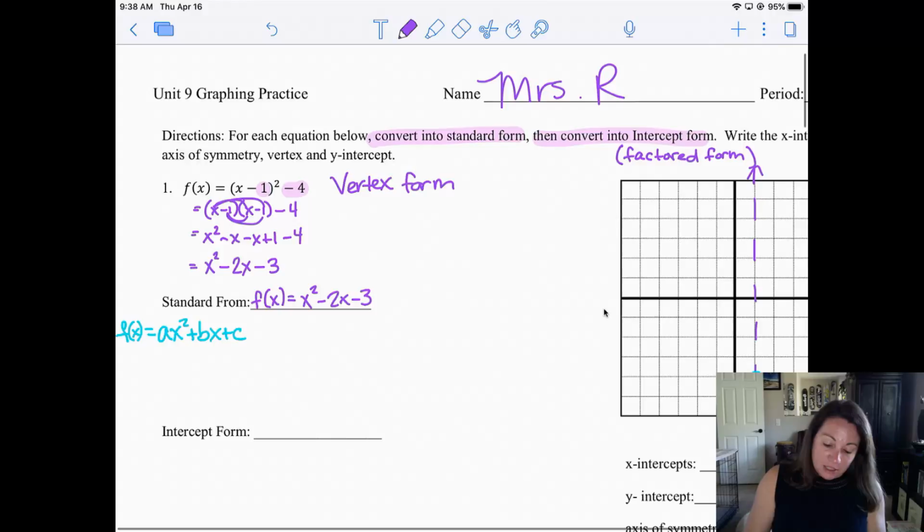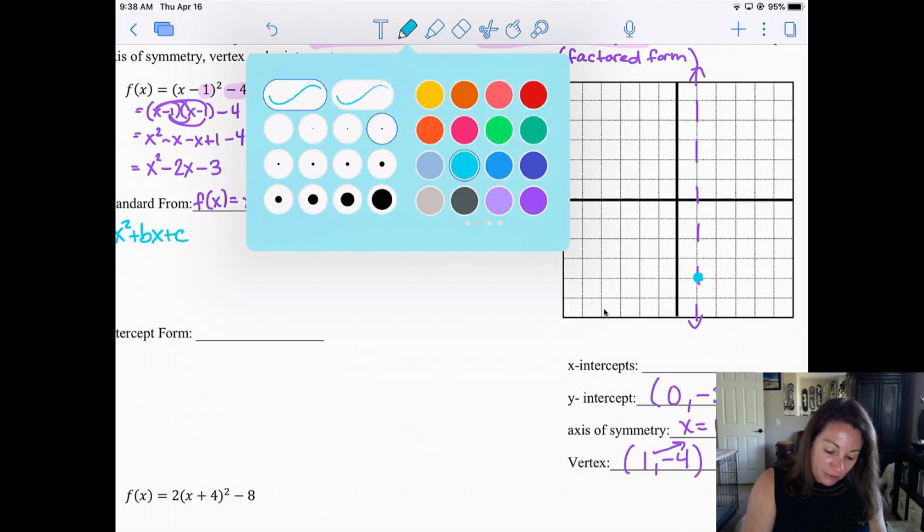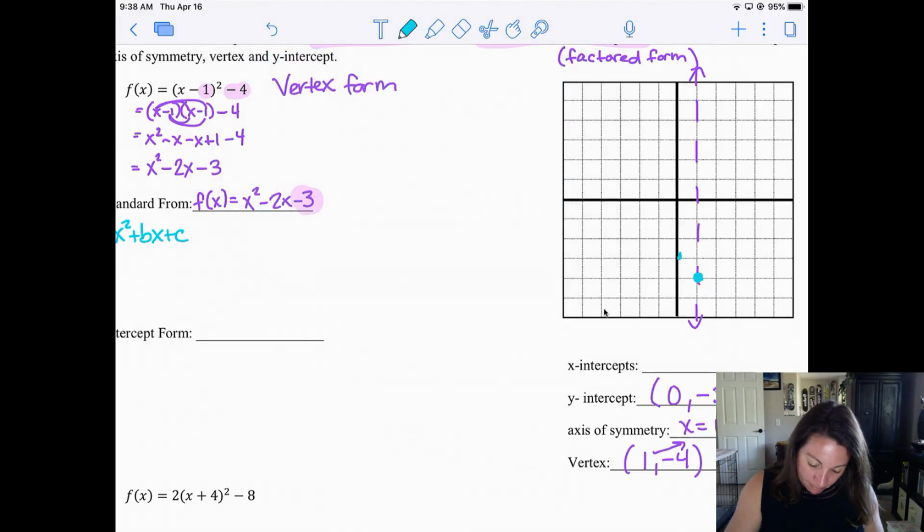Fabulous. Is there anything in my list of critical points, critical values, that I know from the standard form? Yes, I know that when a quadratic equation is in standard form, the C value is actually my y-intercept. So this guy, -3, is my y-intercept. And I can then write that in my list. Of course, it's a point. It has the coordinates 0, -3. And when I include it on my graph, it looks like this. Right there.